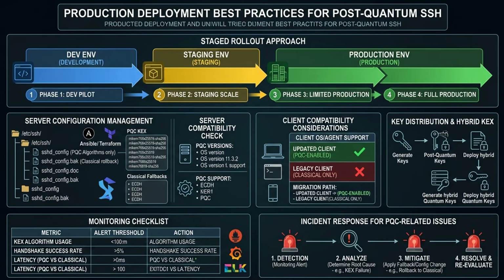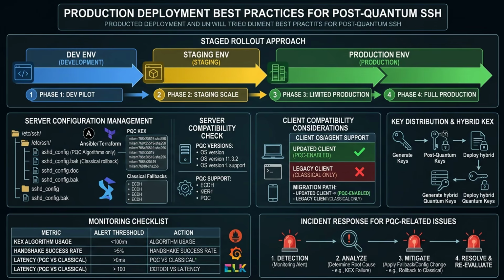Production deployment requires careful planning. Start in development environments. Test thoroughly before production rollout. Upgrade servers in stages. Development servers first, then staging servers. Finally, production servers. Monitor for issues at each stage. Watch for connection failures. Watch for performance degradation. Most systems work perfectly with post-quantum SSH, but compatibility issues can arise. Have a rollback plan. If problems occur, you can revert to classical key exchange.